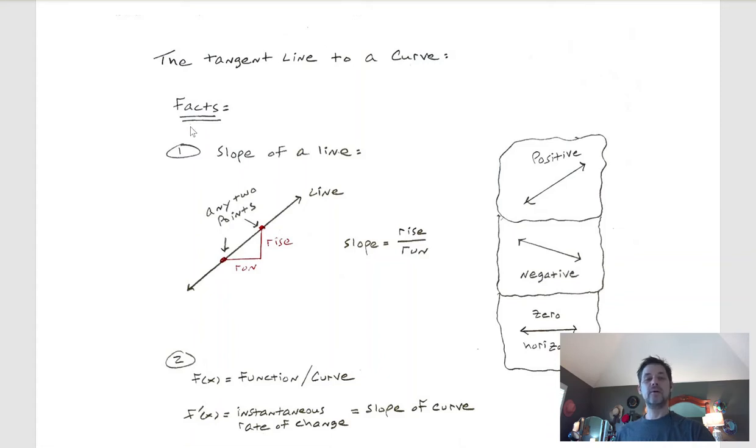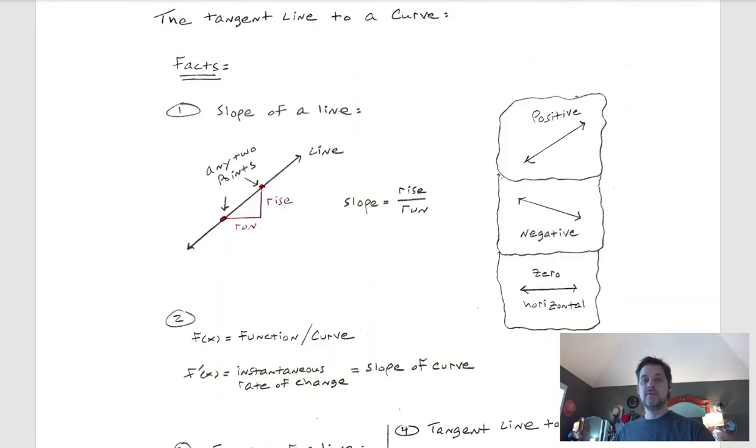Okay, so in this video, we'll talk about something called the tangent line to a curve. And for the most part, I'll make this video be just the instructions for how to generate this thing called a tangent line to a curve. But there is some preliminary information. Okay, so here's the preliminary information, the facts that we'll depend on in order to go through the process that I eventually show you.